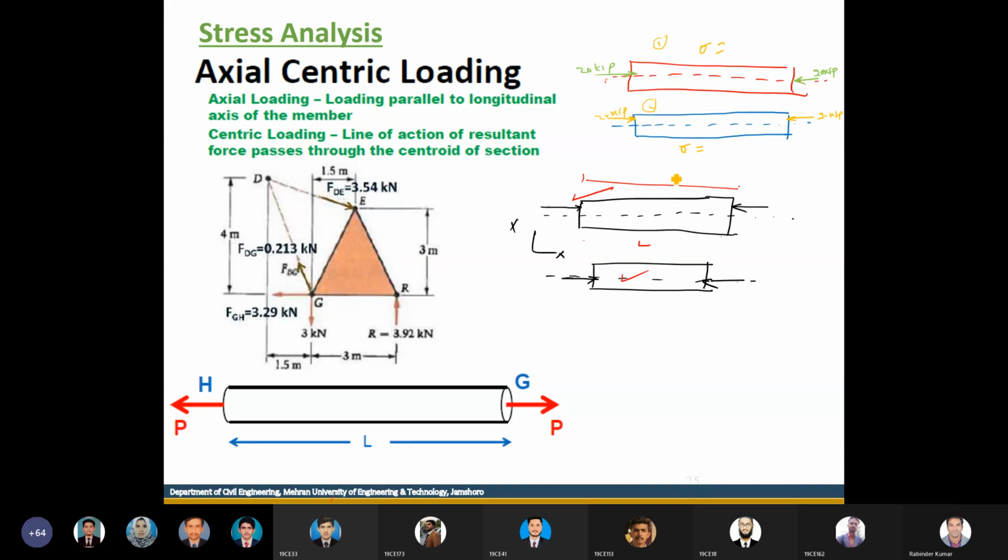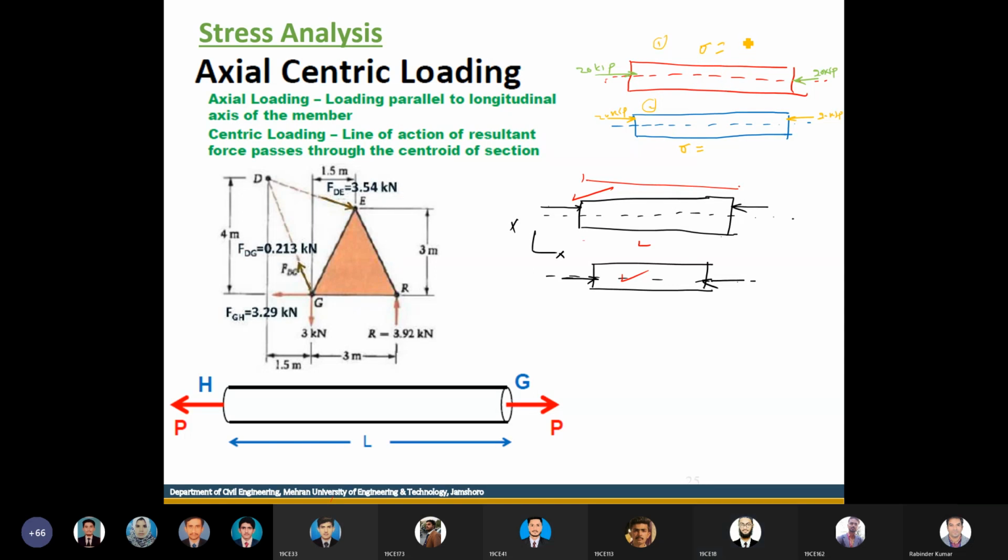Okay, tell me for this one first. The first example. Come on, say something. Sir, maybe by combining these both.